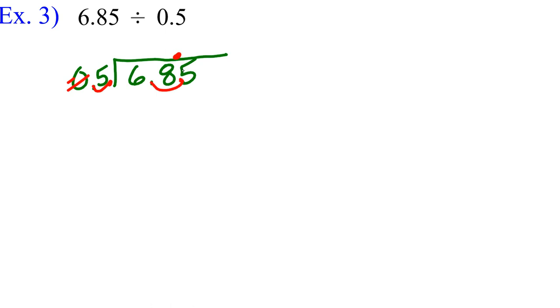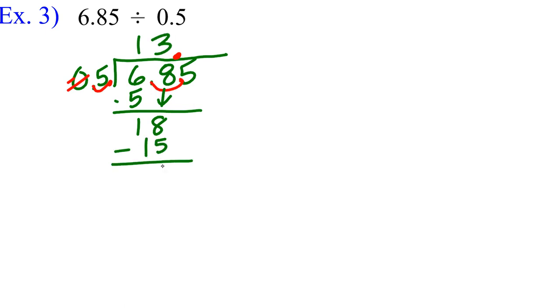So that's where that decimal goes. 5 will go into 6 one time. Now we're just following our general division rules, right? Bring down the next number. 5 goes into 18 3 times, giving us 15. Subtracting that, bringing down the next number. And we're going to keep on going until it terminates.